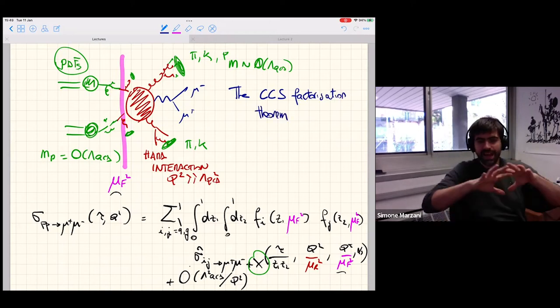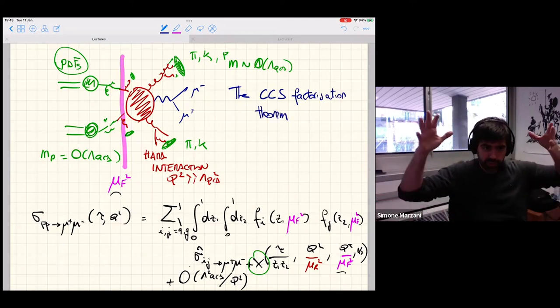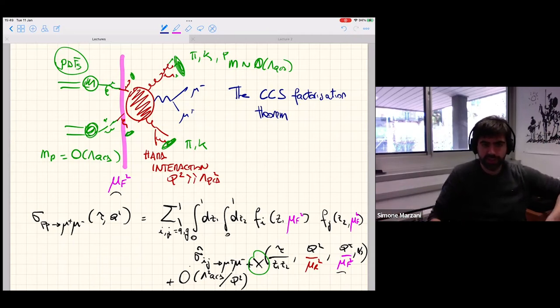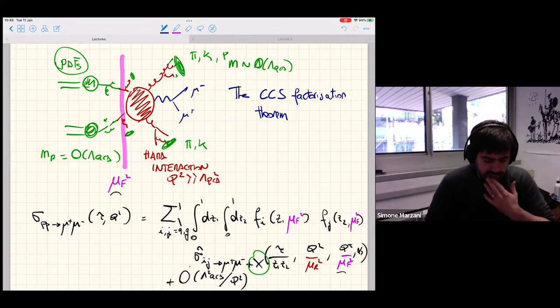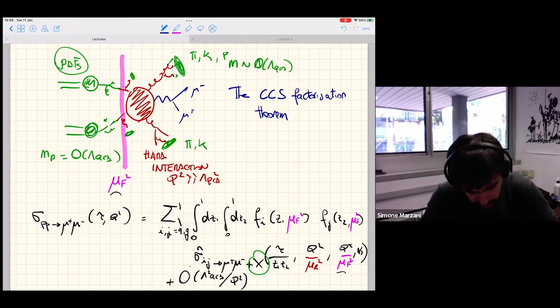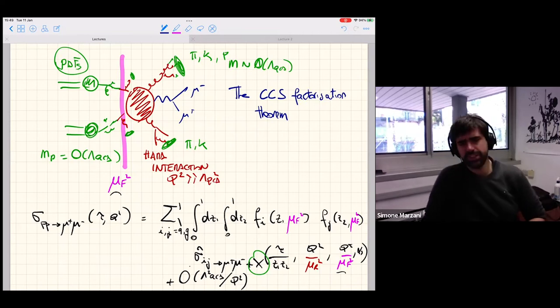Factorization, because it allows us to separate the perturbative part, which we can calculate using perturbative QCD, from the initial state, which is non-perturbative but described by this parton distribution. Now, in this very inclusive form, remember we are summing over all possible QCD final states. This theorem, I would say, is rather robust.